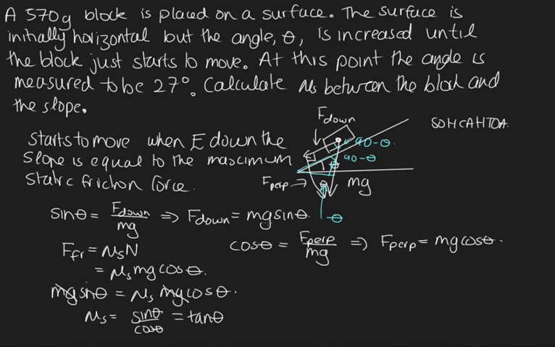We're told in this question that the block just starts to move when theta is 27. So we know that tan of 27 is equal to mu s. And so mu s in this case is equal to 0.51. And so that's how we solve that problem. So remember, when you come to your investigation, the force down the slope is given by mg sine theta, and the frictional force is given by mu s mg cos theta.